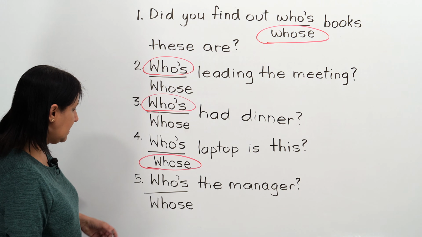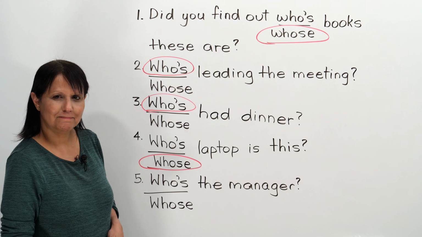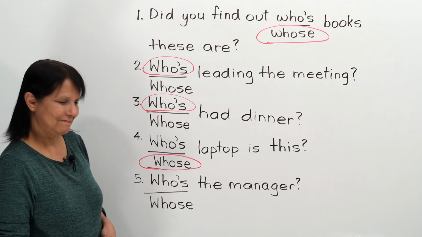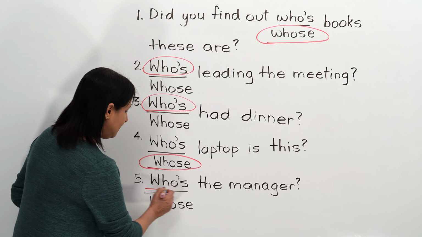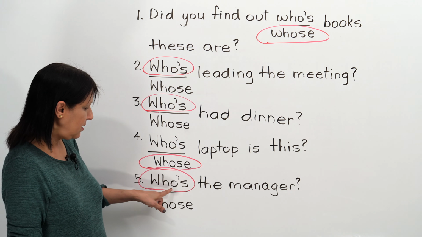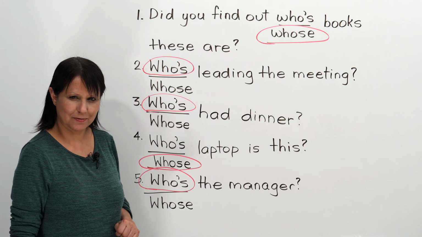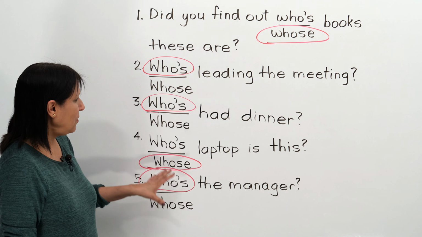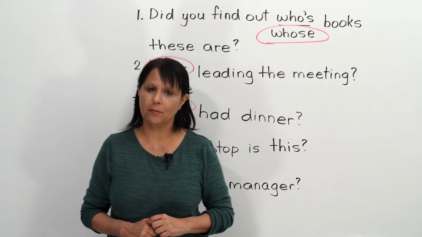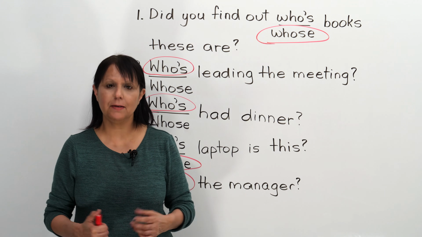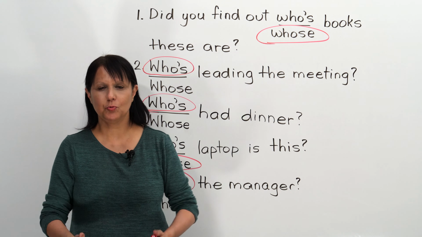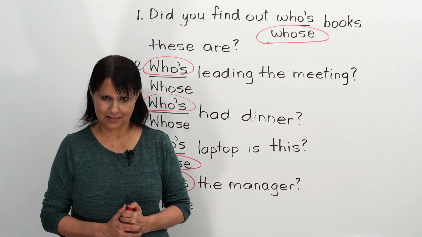And the last one, who's the manager? So what would that be? It would be this one, because we are asking what? Who is the manager? All right? So I hope this has given you a good idea of what exactly these two homonyms mean, how to use them, how to spell them, how to write them, and how to choose, most of all, which one is right in the right context, okay?